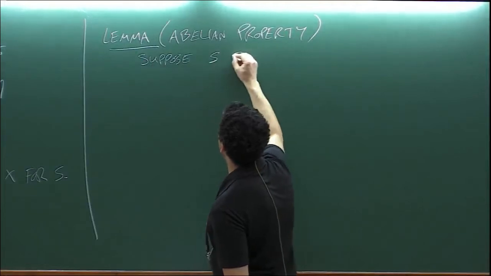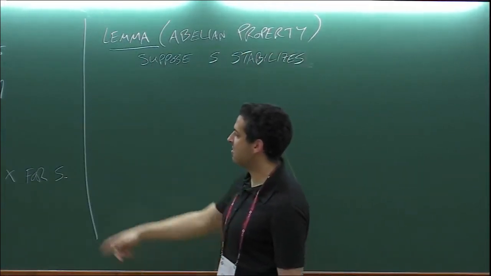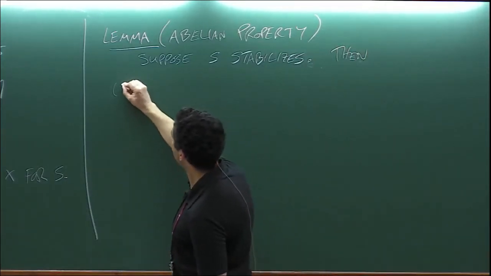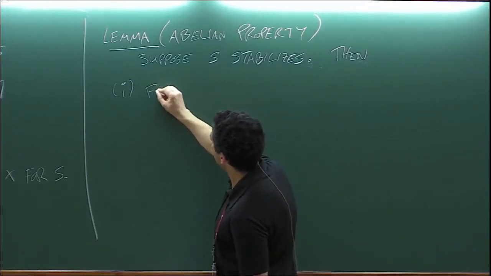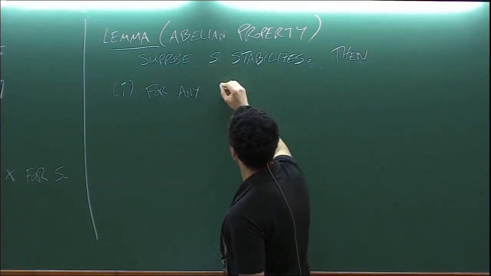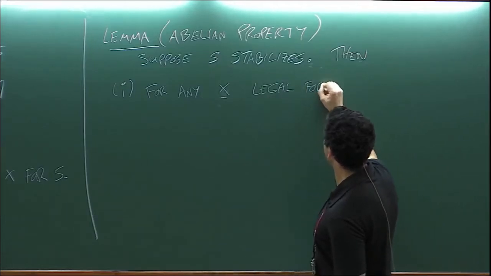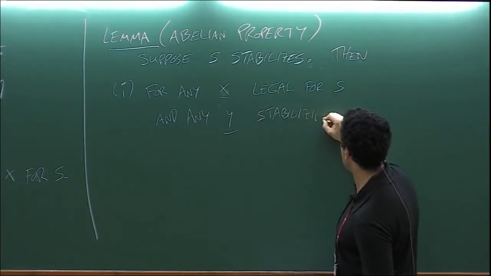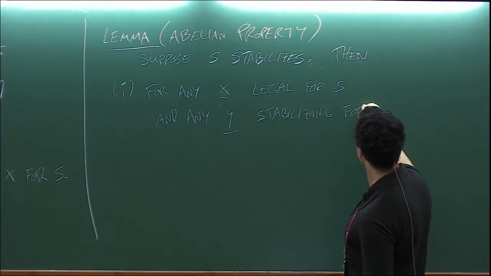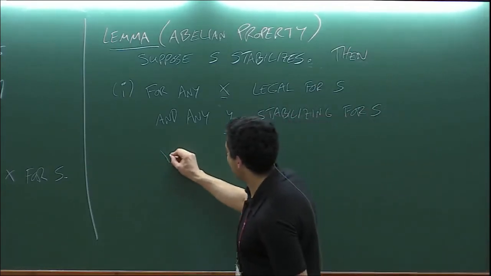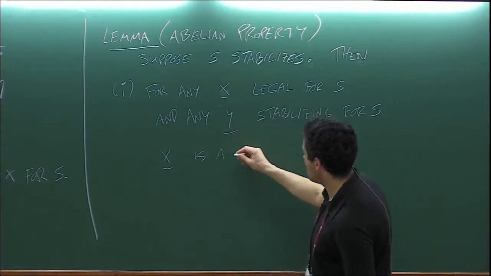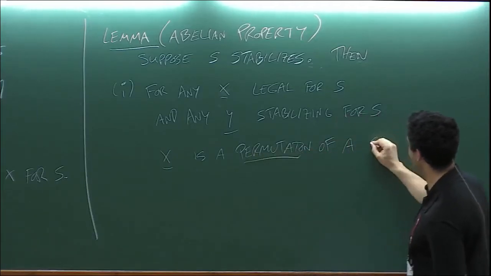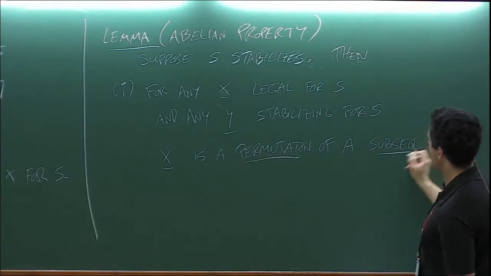Okay, suppose S stabilizes. So there exists some stabilizing sequence X. Then for any x that's legal, and any y that's stabilizing, we have that x is a permutation of a subsequence of y.